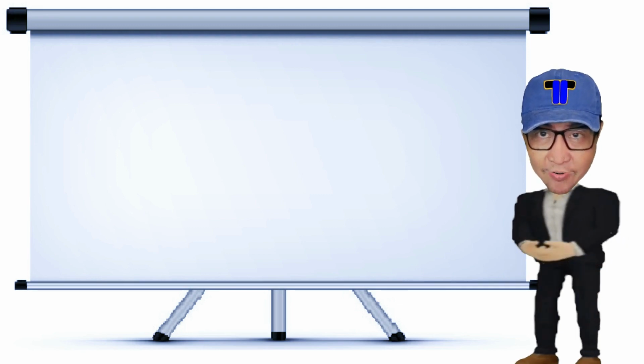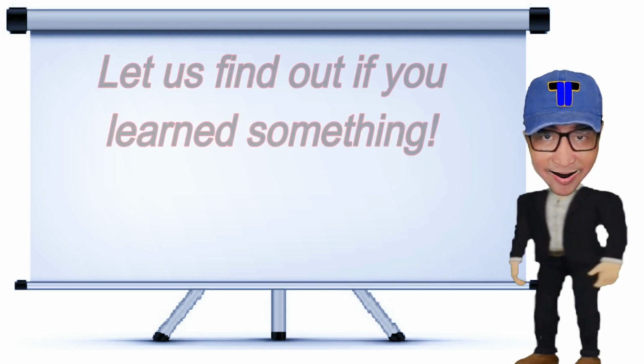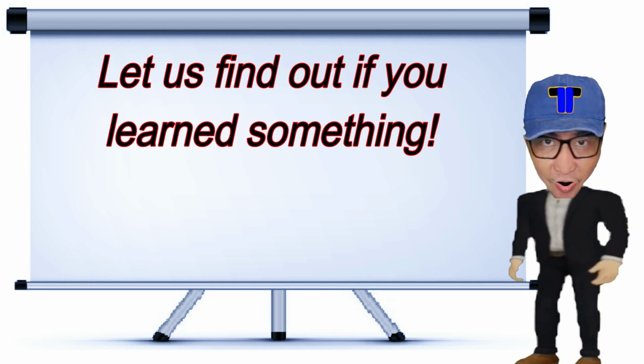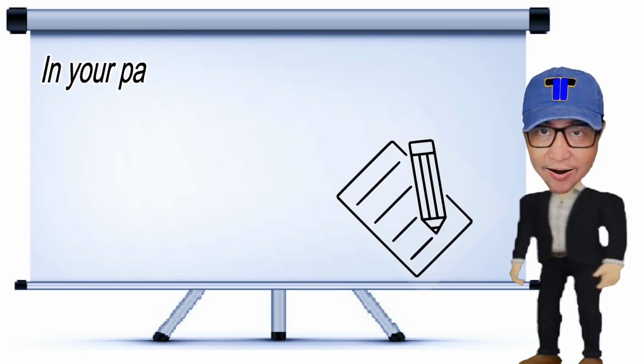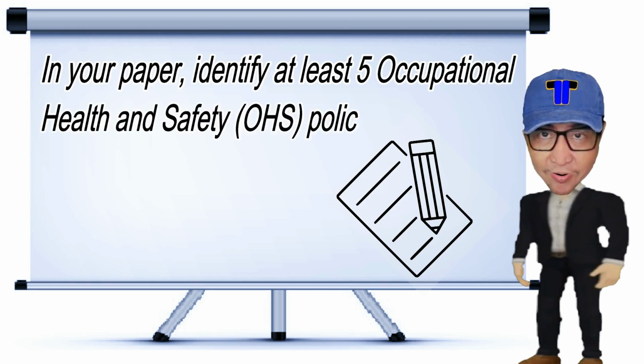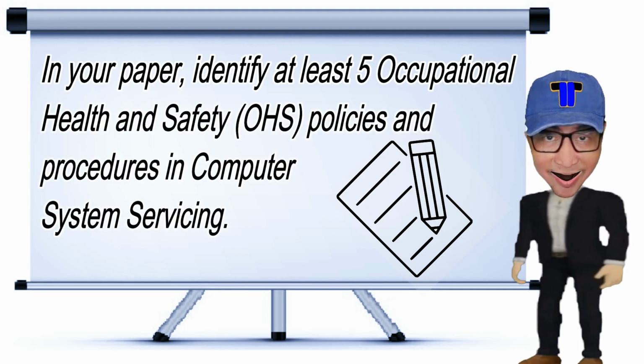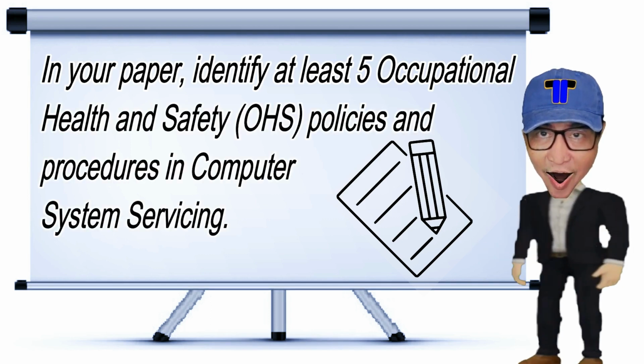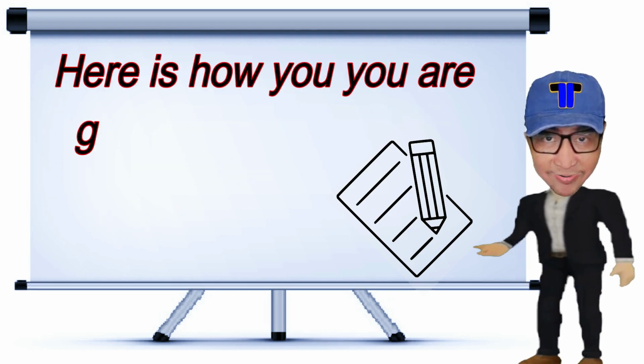We are done with Lesson 1, Activity Number 1. Easy peasy, huh? Now, let us find out if you learned something. In your paper, identify at least 5 occupational health and safety policies and procedures in computer system servicing. Here is how you are going to answer.